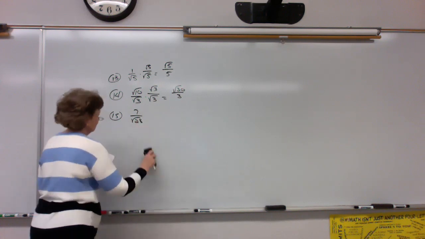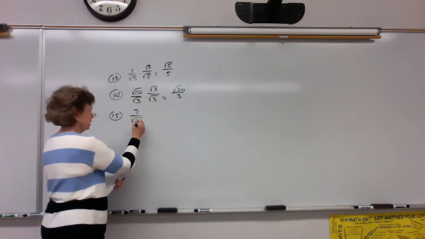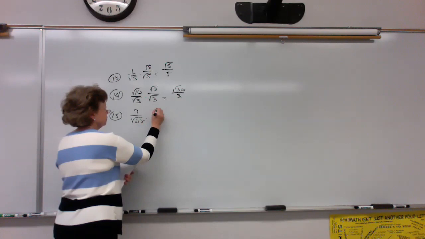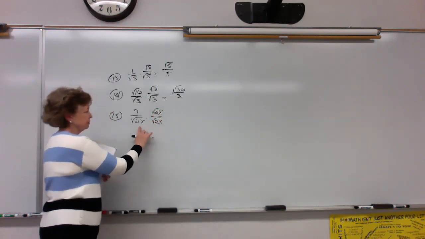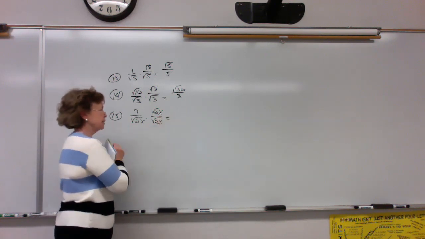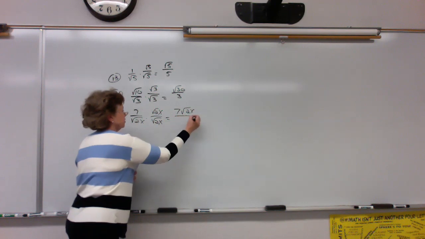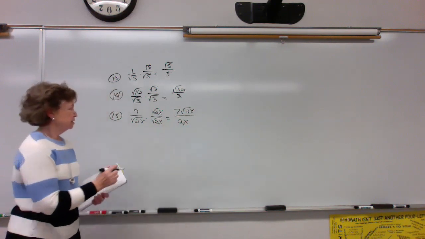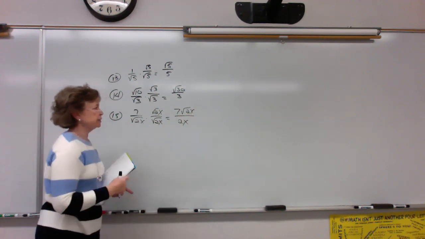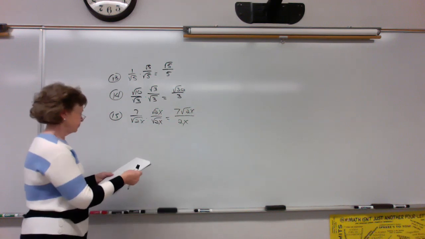I'm sorry. That was 7 over the square root of 2x. Helps if I can read my own writing. Times the square root of 2x over the square root of 2x, because we don't want a radical in our denominator. So when we finish, we have 7 root 2x over a denominator of 2x. Notice that these don't cancel either. This one is under the radical. It can only work with other things that are under the radical.